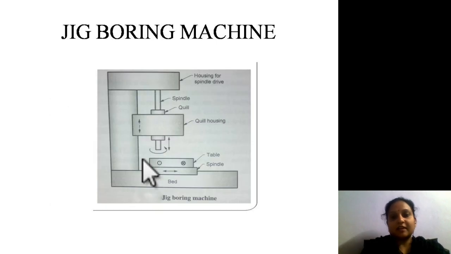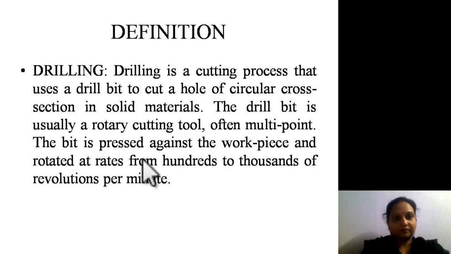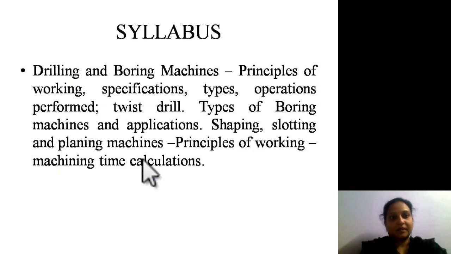Now let us look at the syllabus once again. In the last class we discussed principles of working, specifications, types, operations performed, and the twist drill. In today's class we have discussed types of boring machines and applications, shaping, slotting and planing machines, and principles of working. In the next class we will discuss machine time calculations. That's about today's class. Thank you.